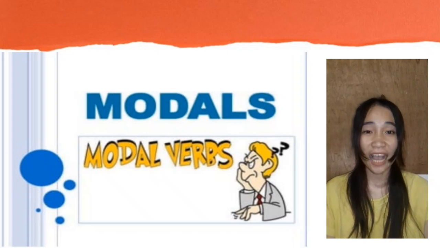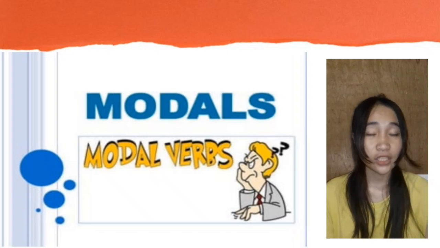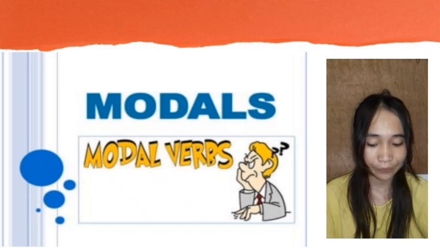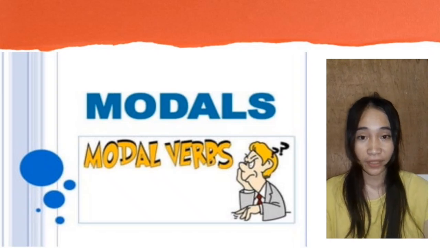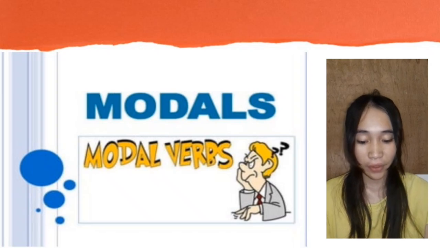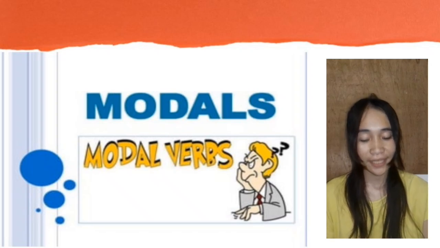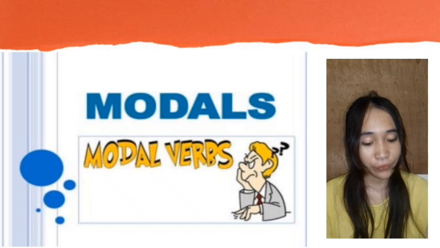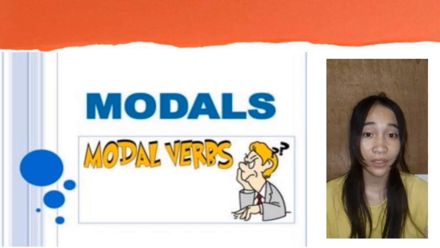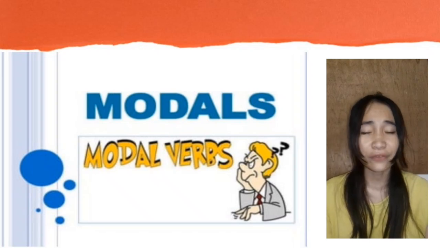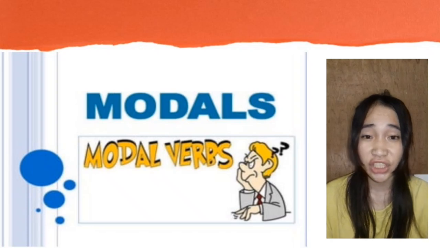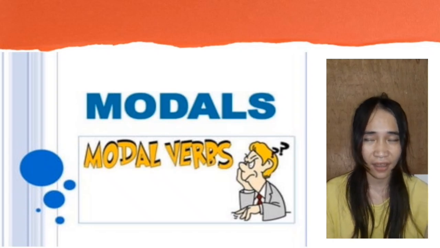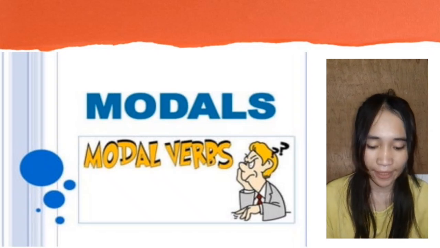Modal verbs do not add -s or -es to the third person. Modal verbs don't need auxiliaries to form negatives and questions. For example, she shouldn't stays. That's wrong. The correct is she shouldn't stay.